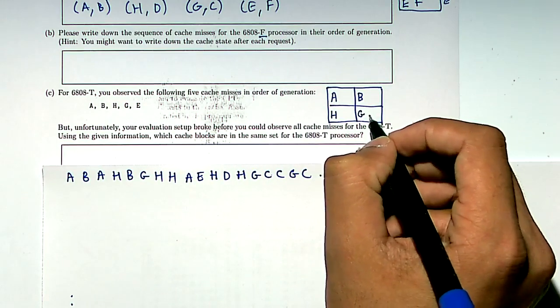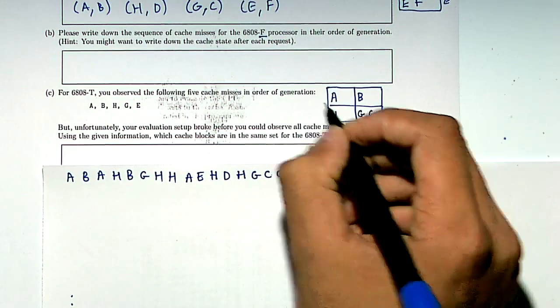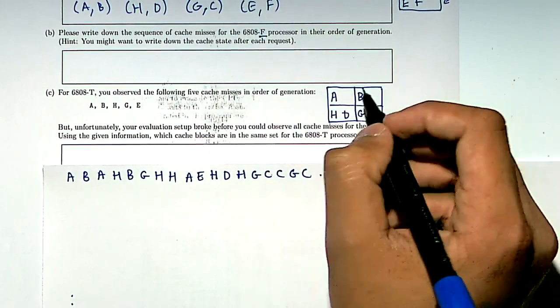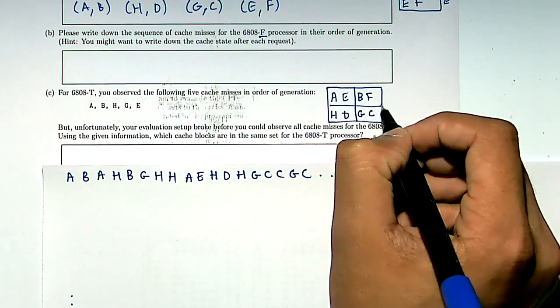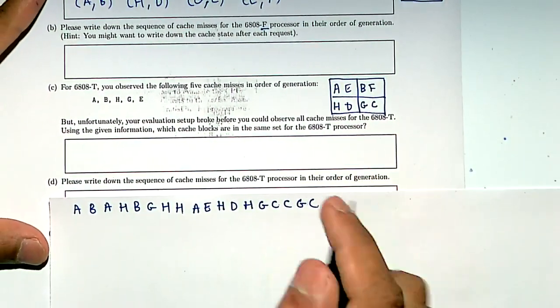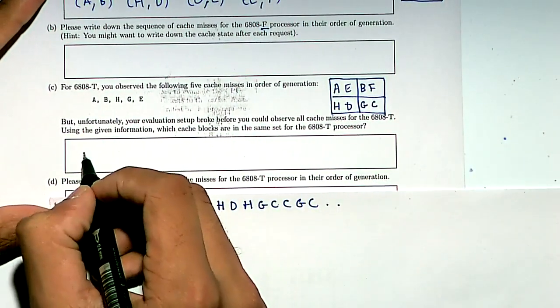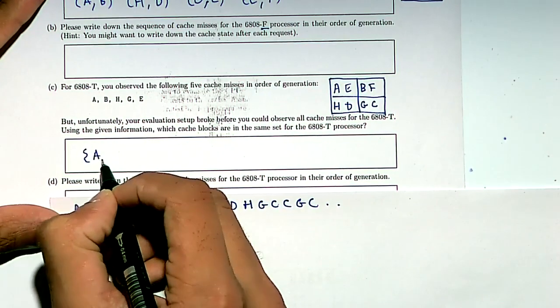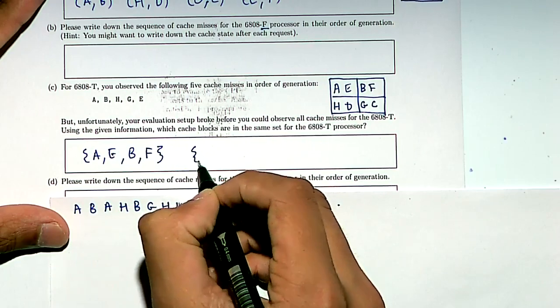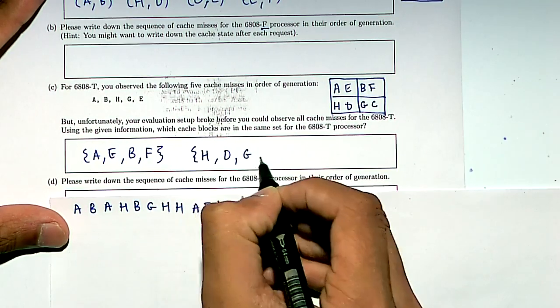And so that means C is also here. H is paired with D, so D also maps to this set. And then the only pairing left is E and F, which have to go here. So that basically gives us our different sets. We know the cache blocks that map to these sets are then A, E, B, F, and then H, D, G, C.